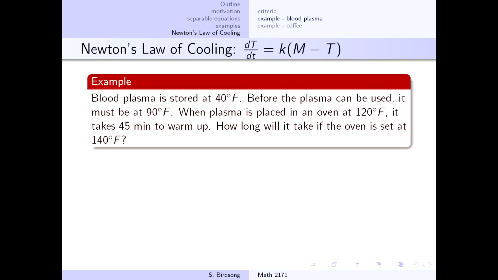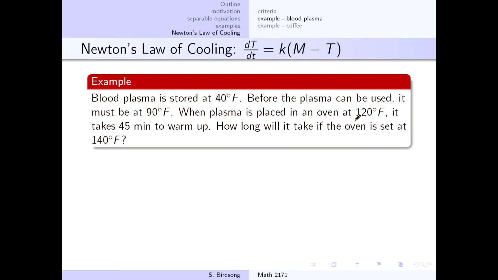I've actually got two examples that I tend to do in this section, and one of them starts off right here, which deals with blood plasma. So this says that you've got blood plasma and it's stored at 40 degrees Fahrenheit, but that's too cold to use. So before the plasma can be used, it has to be at 90 degrees Fahrenheit. The place that we're looking at apparently has some oven, I'm assuming a microwave, that warms this up, hopefully a medical grade microwave. And so the plasma is going to be placed inside of this oven.